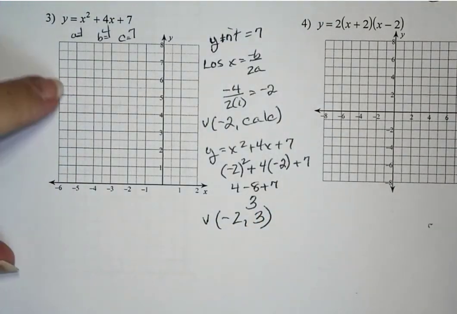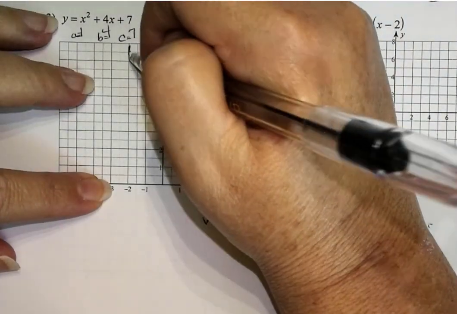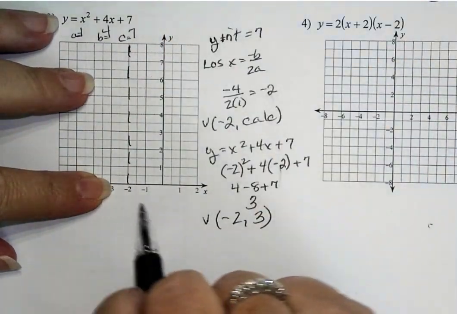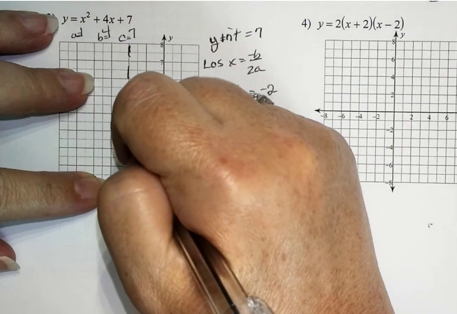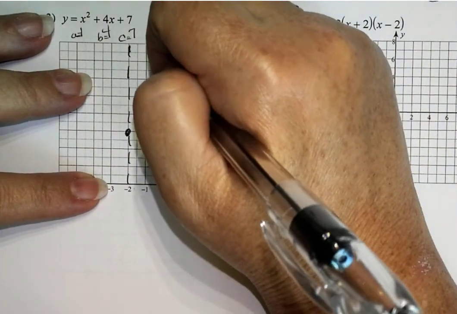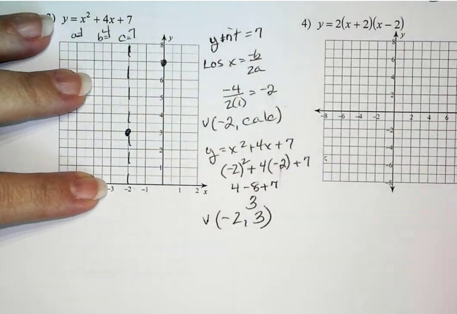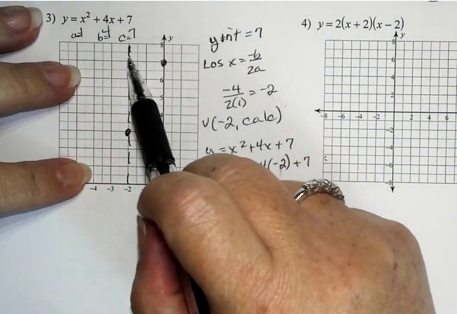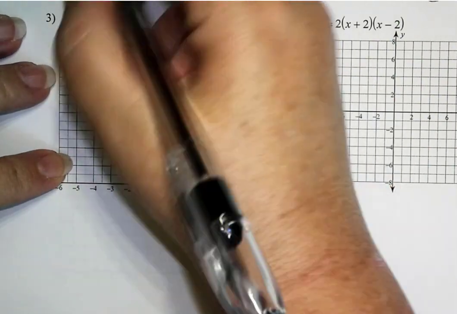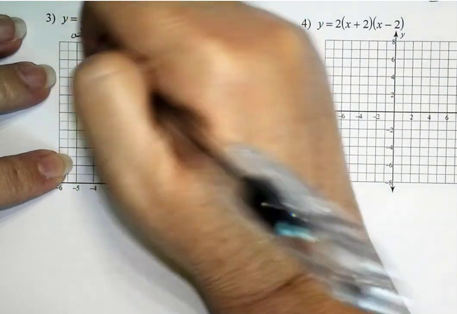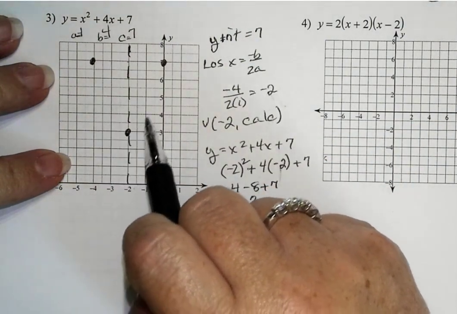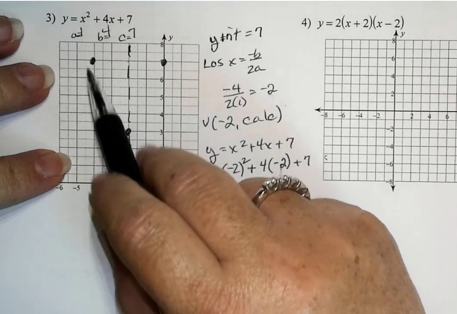Okay, so I have the line of symmetry at -2. I have the vertex at -2, 3. I have the y-intercept at 7. I know that this is 1, 2 away on the right and 1, 2 away on the left, so I'll have its mirror image. And if you look at this, you can tell that this is going to have a minimum. It's going to open up.